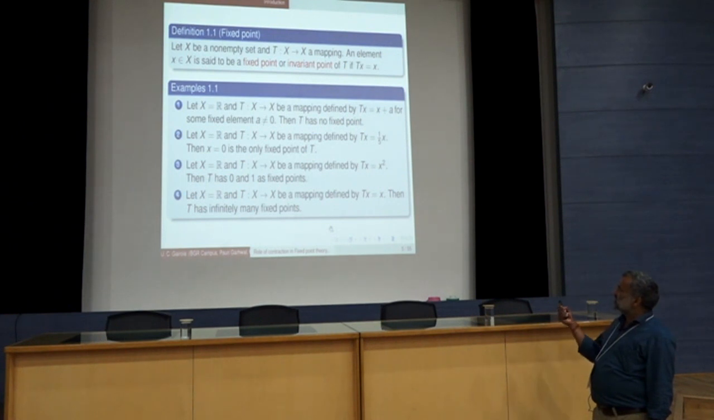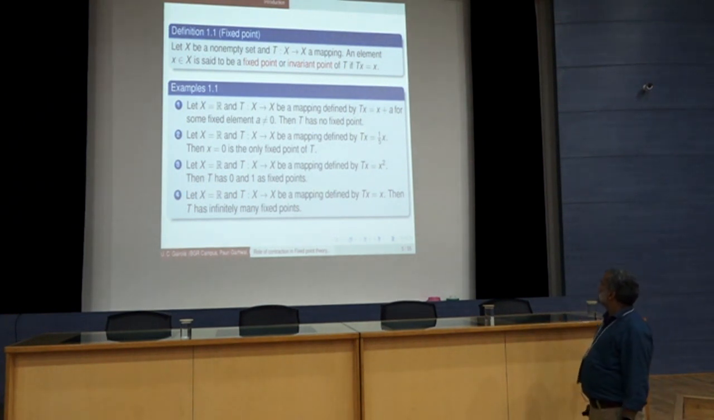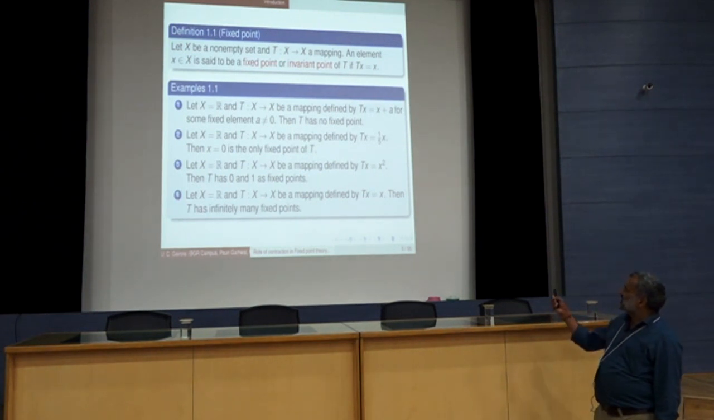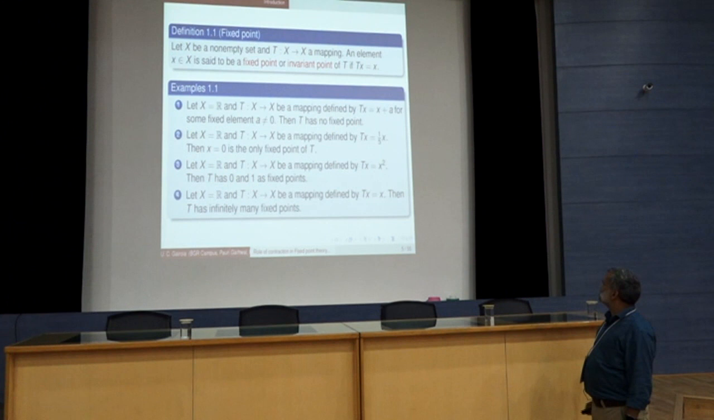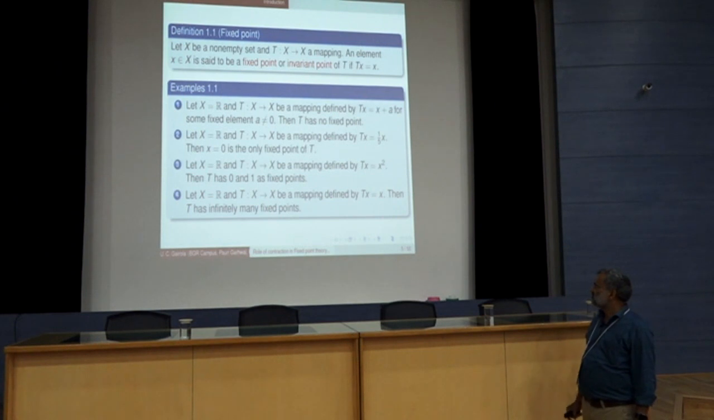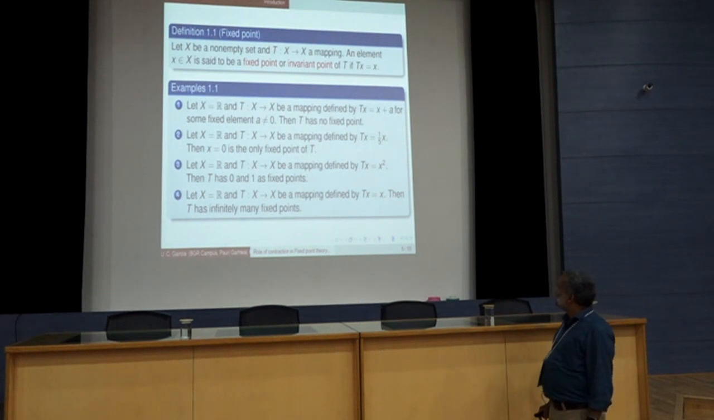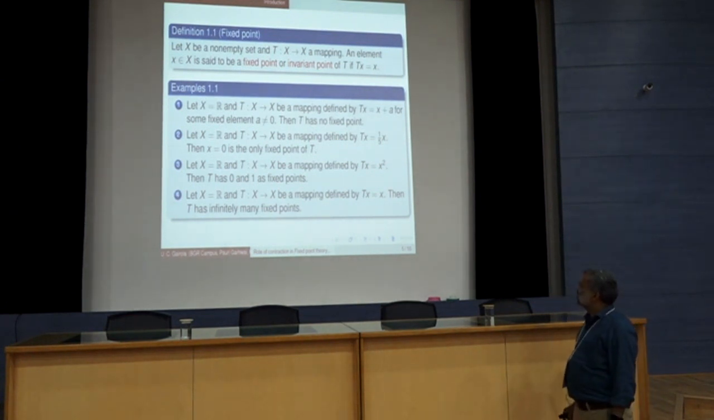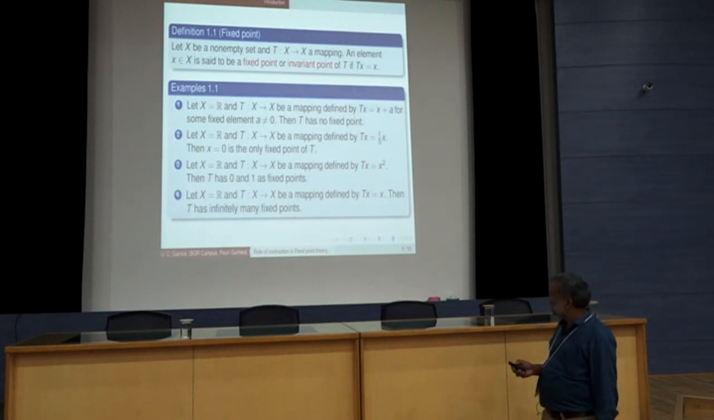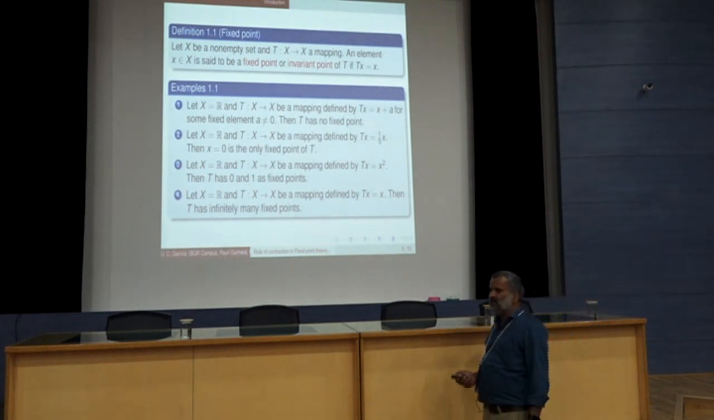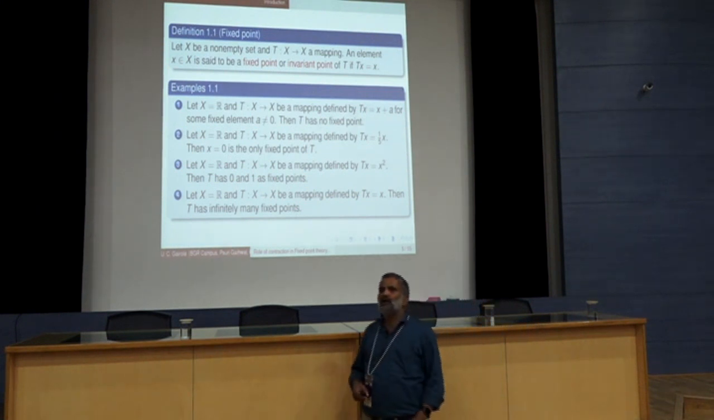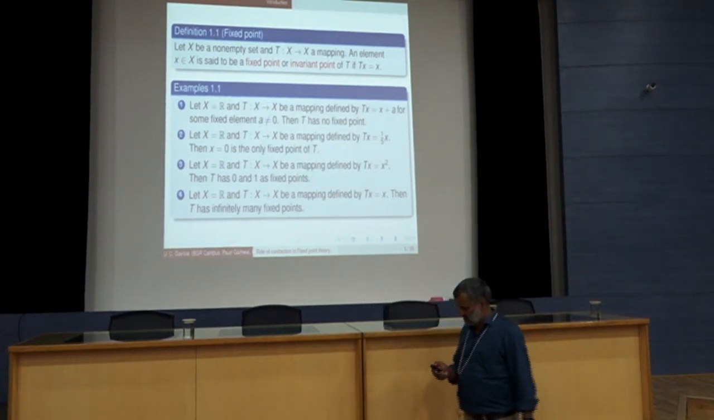Let X be equal to R and T from X to X be the mapping defined by Tx is equal to 1 by 5x. Then x is equal to 0 is the only fixed point of T. If X is equal to R and T from X to X is the mapping defined by Tx is equal to x square, then T has 0 and 1 as fixed points. For X equal to R and T the mapping defined by Tx is equal to x, T has infinitely many fixed points. So you can say that there may be no fixed point, one or two fixed points, a unique fixed point, or many fixed points.